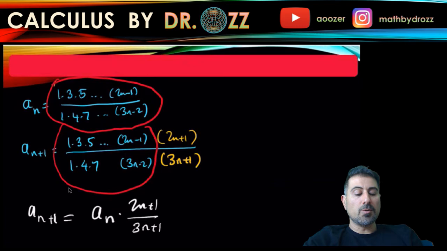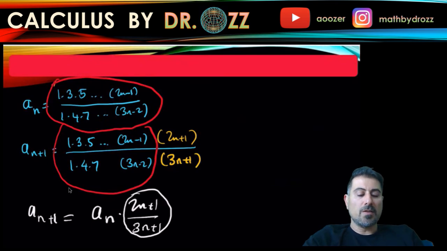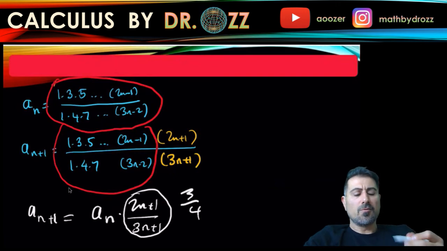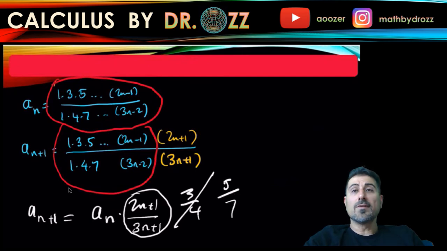So now the question is, who's bigger? Since I multiply a_n by (2n+1) over (3n+1), just imagine any n value starting from 1. For example, for n equals 1, this term looks like 3 over 4. So you're multiplying a number by 3/4, and you're going to get a smaller number. For n equals 2, that's going to be 5 over 7. So you're multiplying a number by 5 over 7, and you're going to get a smaller number. You see what I'm talking about? If you just keep going like that, a_(n+1) is going to be less than a_n.